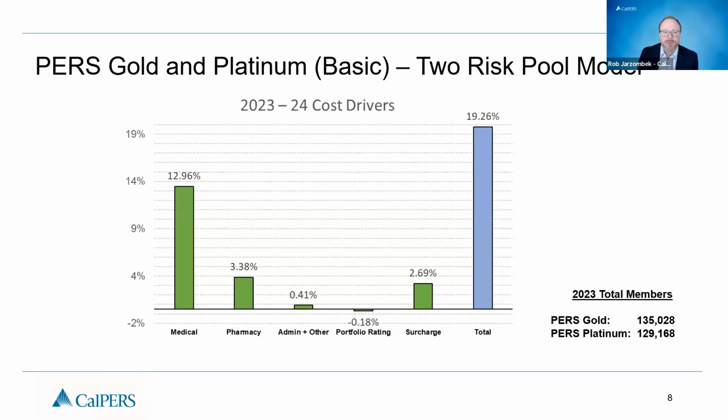Now let's turn to our PPOs. When we calculated the premiums at the beginning of the rate development process, the PERS Gold and PERS Platinum basic premiums were facing a 19.3% increase. This was simply not acceptable, but also not sustainable. Out of the total premium increase, roughly 13% is from stubbornly high medical costs. These increased costs are due to higher than expected unit costs and utilization, as well as member migration. Pharmacy contributed about 3.5% to the premium increase.